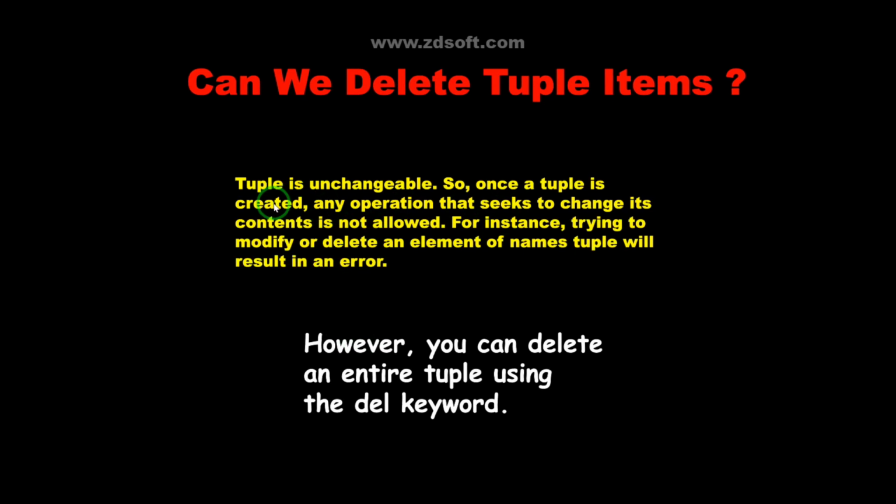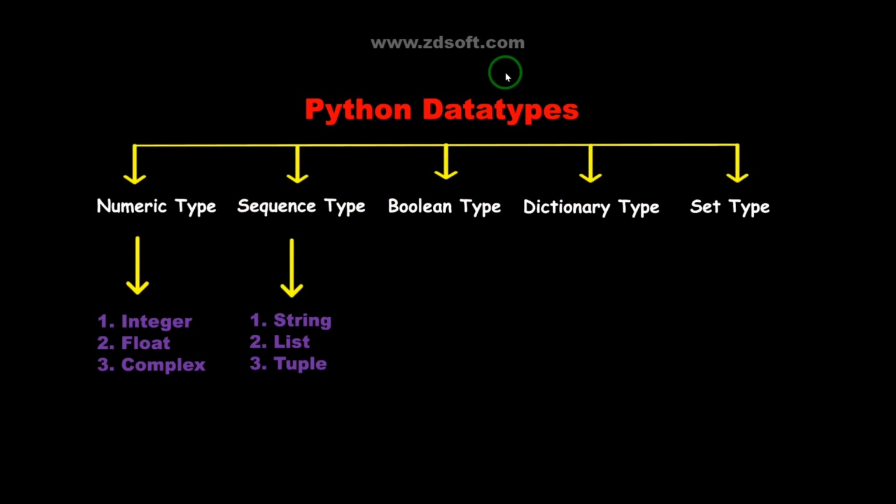That's what I am saying, that you can't change the tuple items, or you can't delete the tuple items, but you can delete an entire tuple using the del keyword. So till now we have completed the numeric type and the sequence type. In the upcoming video we will discuss the boolean type.